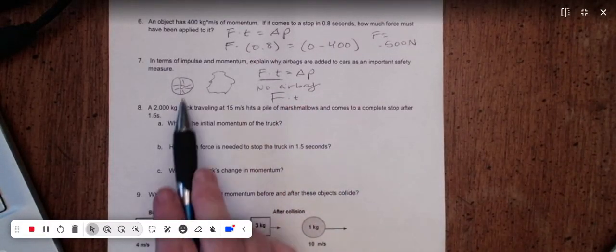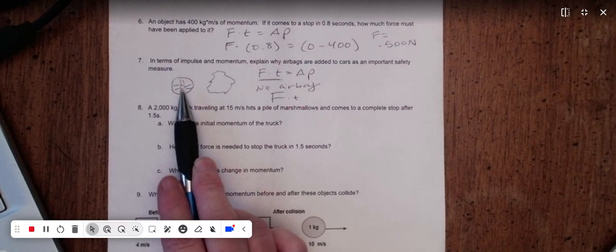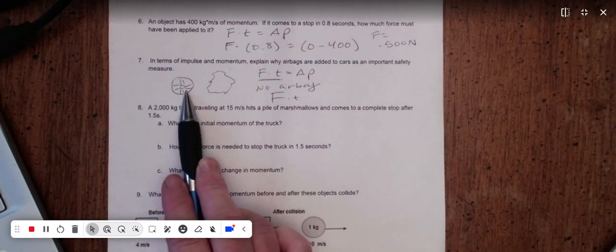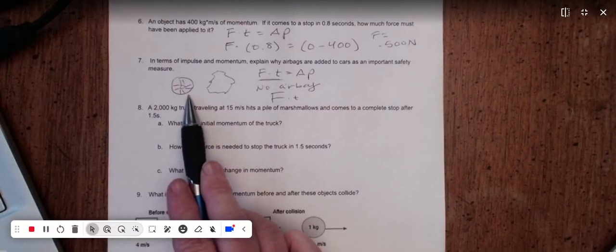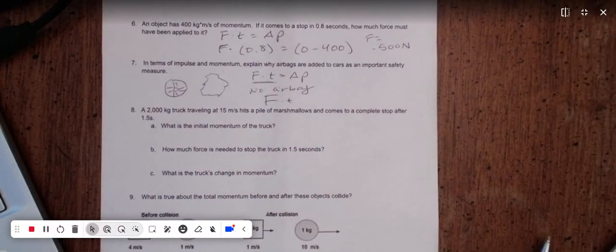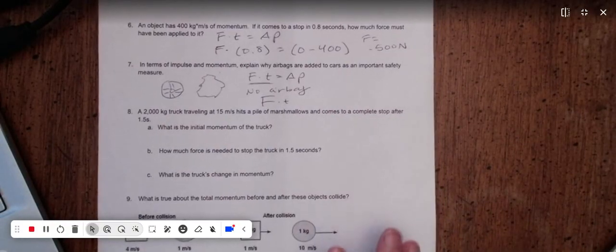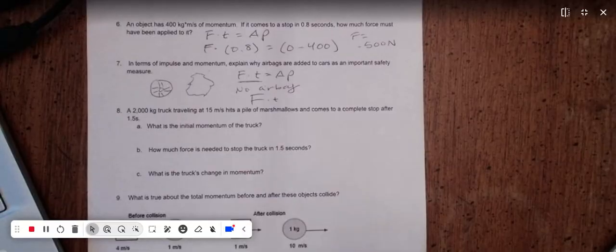Okay, you're going to have a large force when you hit this steering wheel with your face and no cushion, and a really short time in which that impact, that force occurs, because car crashes happen really fast. You know, a lot of times we don't even know that there's going to be a crash, and then it happens.